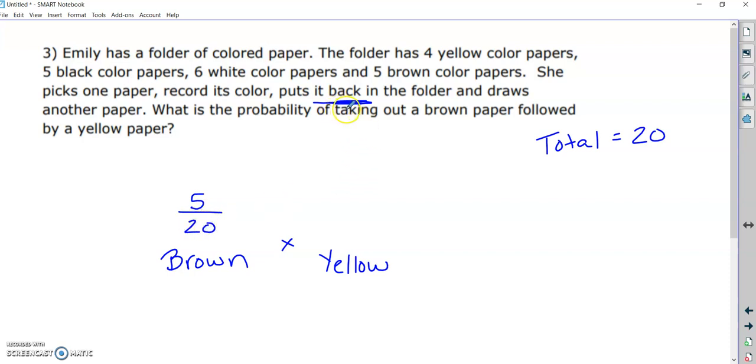Okay, now remember she puts it back. So how many papers do I still have? Correct. Good job. You're catching on. It is 20. Okay. Now she's pulling a yellow. How many yellow sheets? 4. Okay, so this is going to be 20 over 400. And if I reduce this, I believe, hopefully I'm right, I get 1 out of 20.